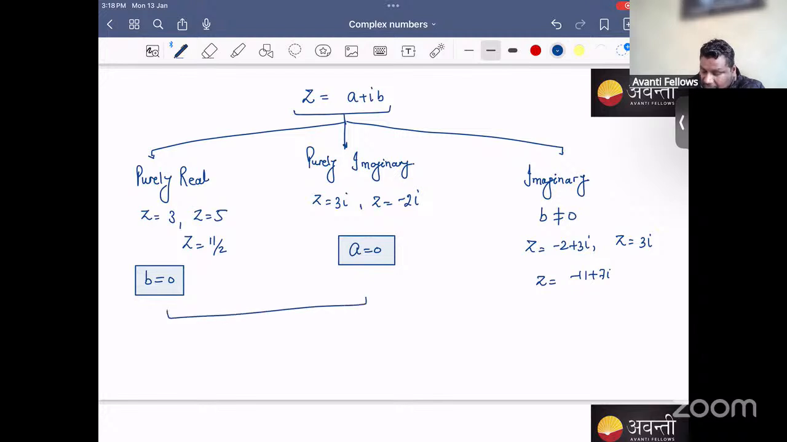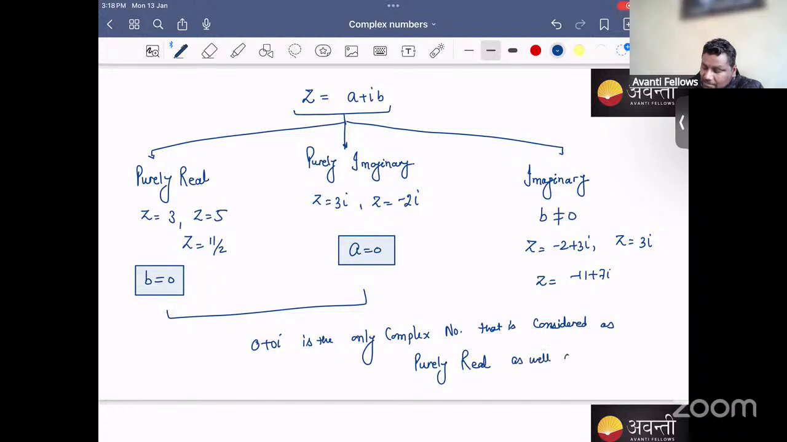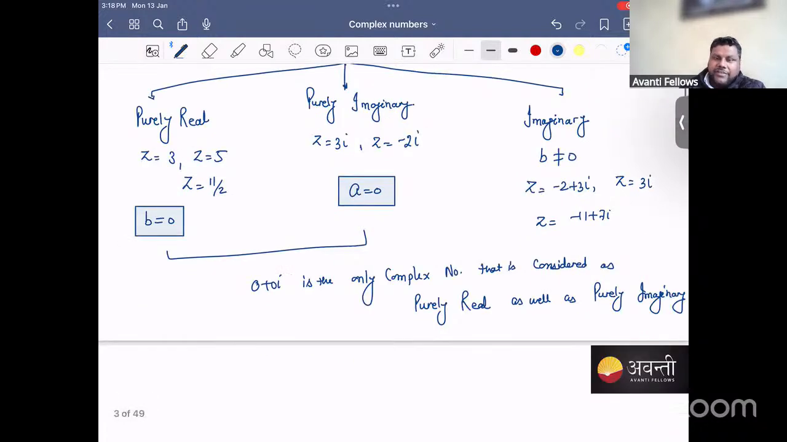Now, looking at both of them, we can conclude that 0 plus 0 iota means origin. 0 plus 0 iota is the only complex number that is considered as purely real as well as purely imaginary. Understood, everybody?